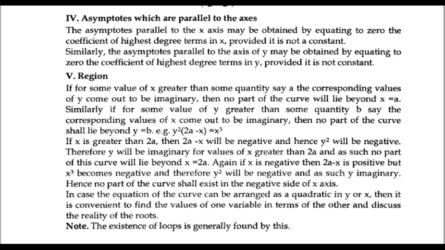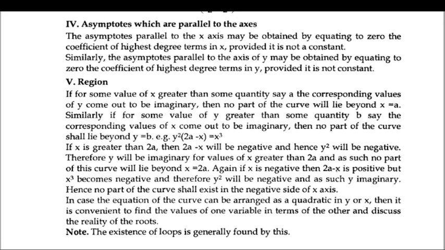Put an x value greater than 2a, this right hand part will turn out to be negative. Y square is a negative term, so y, the square root of a negative term, will be imaginary. Therefore, for values of x which are greater than 2a, no part of this curve lies beyond this value. Again, if x is negative, 2a minus x is positive, but x cube becomes negative and therefore y square will be negative. So this is what I have told.